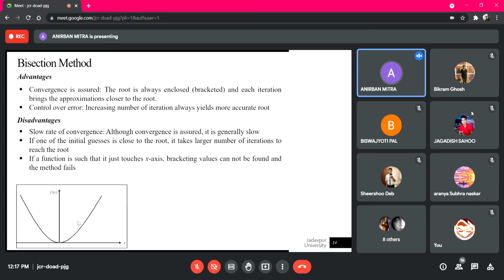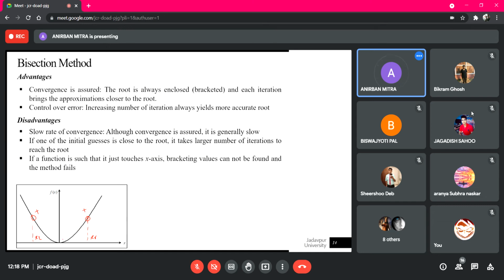Consider this example. You can see that a parabolic curve just touches the x-axis at x equal to 0. If you are going to apply the bisection method here, what could be an appropriate interval? I can take XL over here, that is the left-hand side. We have a positive value here. The other side, here, that is XR, that is also positive. So it obviously does not satisfy the condition for the intermediate value theorem.